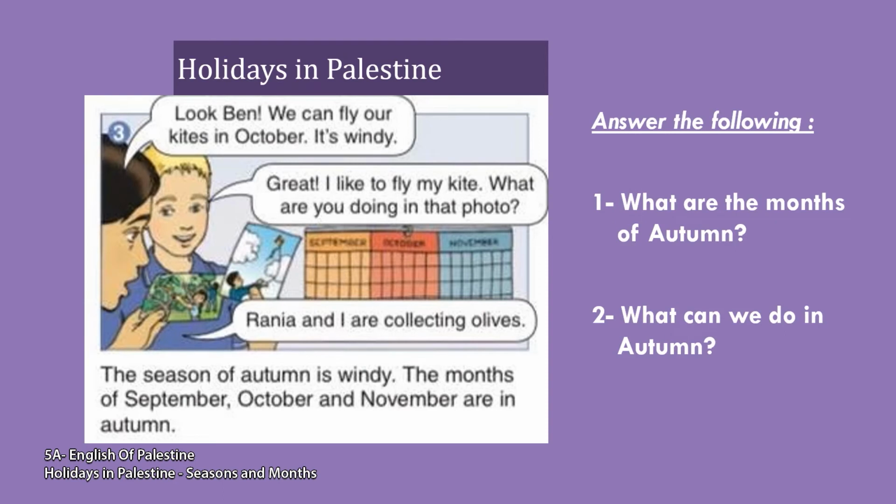Listen. The season of autumn is windy. The months of September, October, and November are in autumn. Look, Ben, we can fly our kites in October. It's windy. Great! I like to fly my kite. What are you doing in that photo? Rania and I are collecting olives.